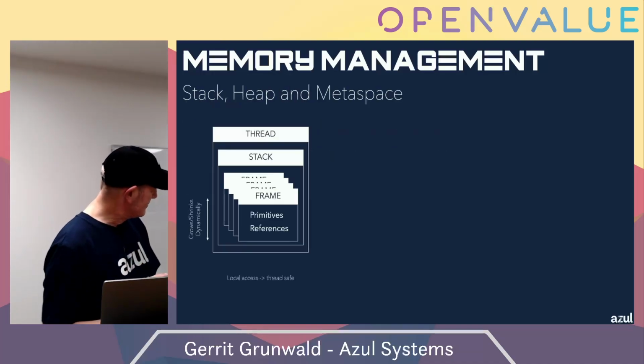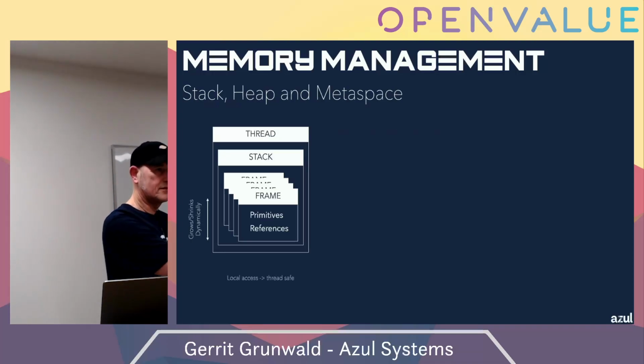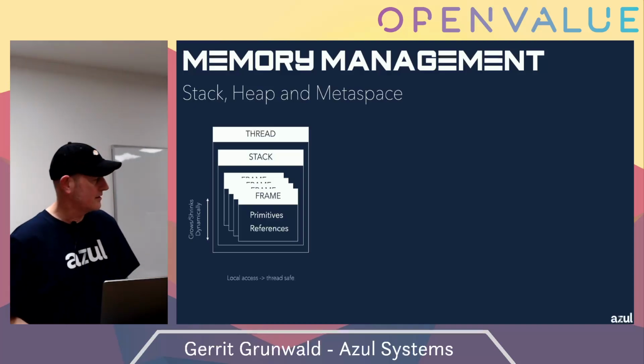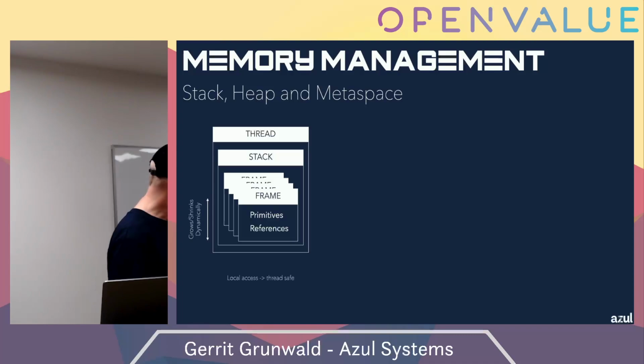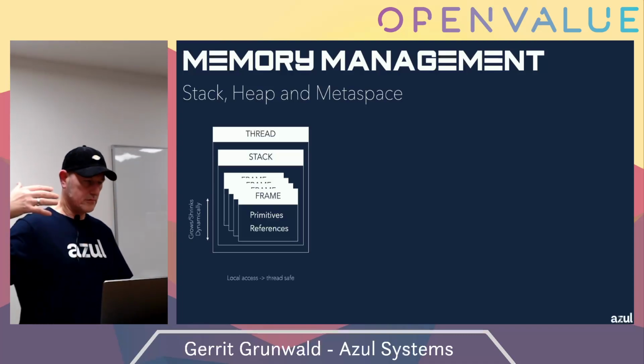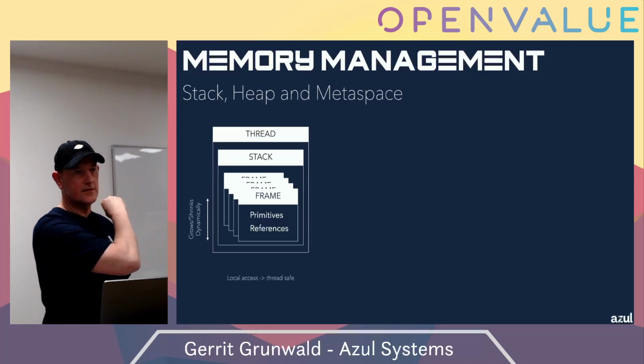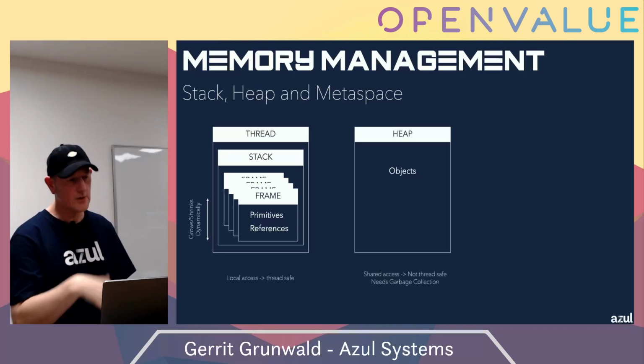Just as a reminder, how it works in the JVM. So every thread has a stack, and on that stack we put so-called stack frames. For each method in that thread, there will be a stack frame put on this stack, right? And this is growing and shrinking dynamically, and it is locally accessible as it's thread safe. That's no problem. And usually, if you leave the method, the stack frame will be popped from the stack, and that's it.